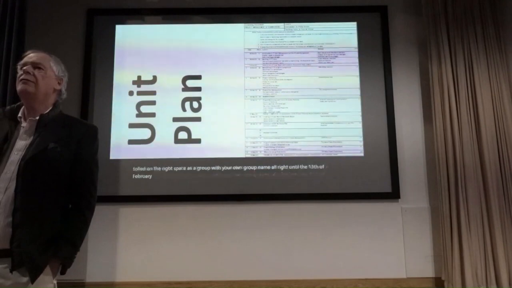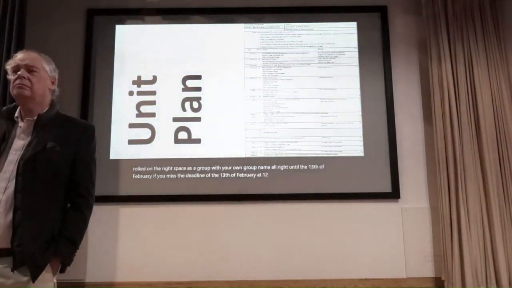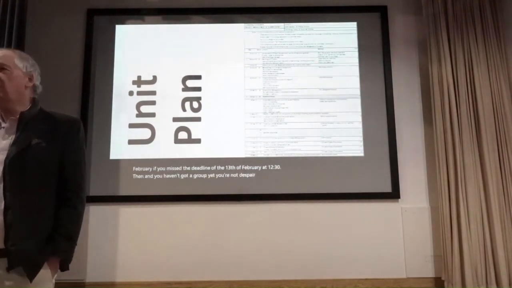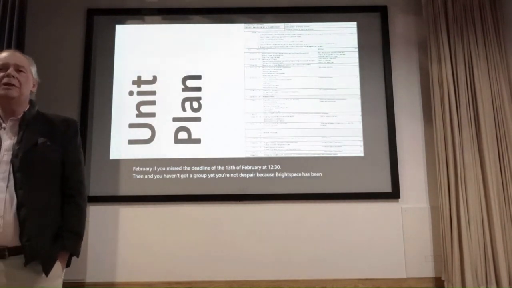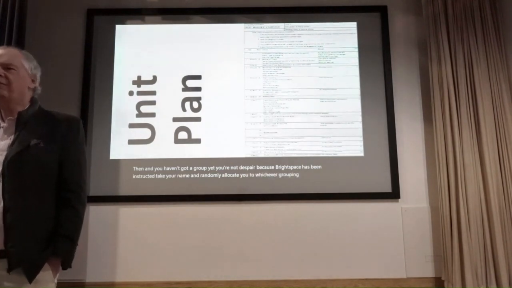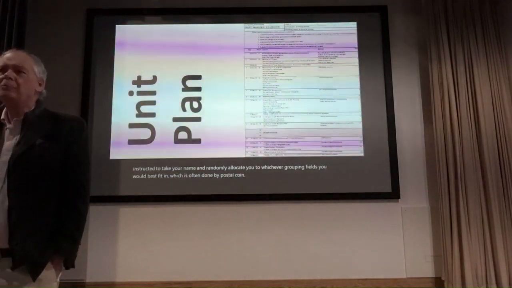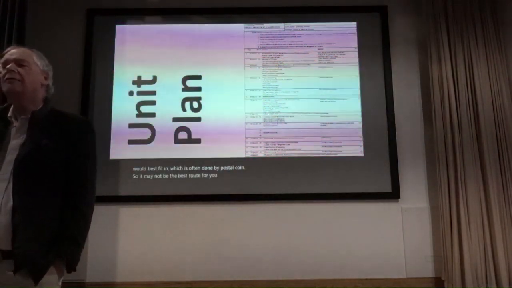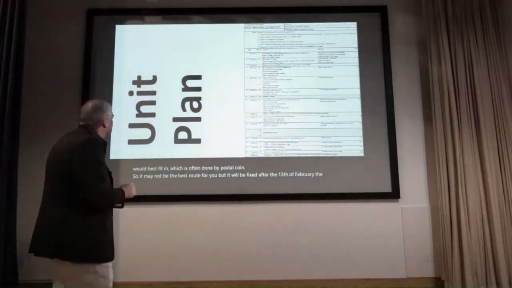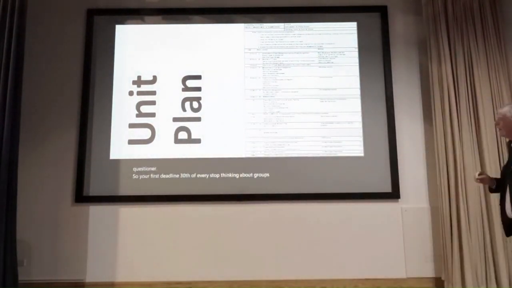If you miss the deadline of the 13th of February at 12:30, and you haven't got a group yet, do not despair, because Brightspace has been instructed to take your name and randomly allocate you to whichever group it feels you would best fit in, which is often done by a toss of a coin. So it may not be the best group for you, but it'll be fixed after the 13th of February. Was there a question there? No. So your first deadline, 13th of February, stop thinking about groups and how to get your group together.